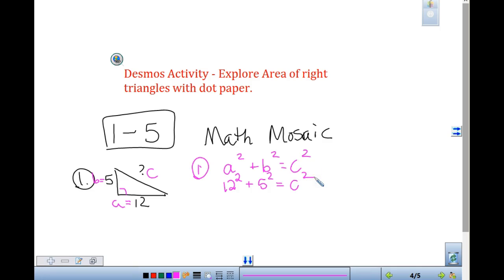12 squared is 144. You guys memorize that. 5 squared, 25. C squared. What does c squared equal? 169. Oh, that's a nice one, right? Square root of 169? 13. So we get c squared equals 169. C equals the square root of 169, which is 13. So we go back to the front, and we put 13.